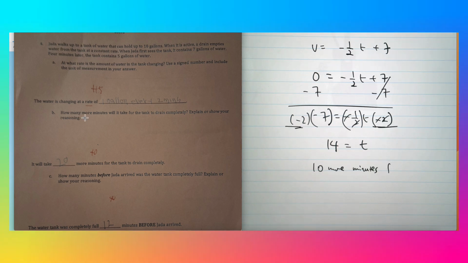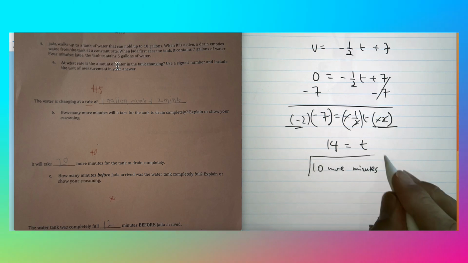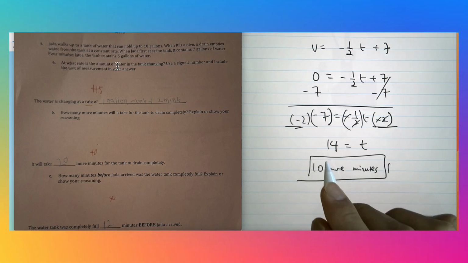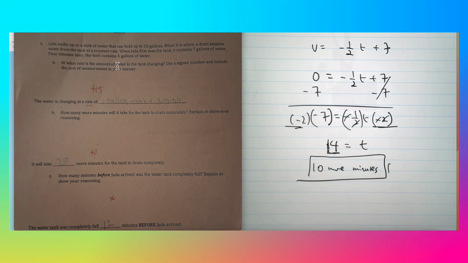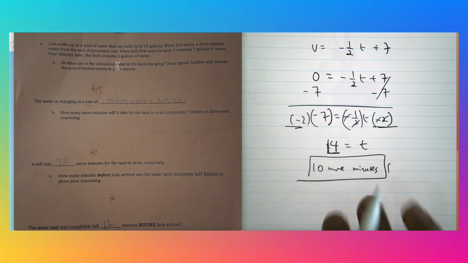If they say how many more minutes, instead of how many minutes, that means from that 4 minutes later. So we just have to go 10 more minutes. So subtract 4 from the total 14. This 14 was calculated from the very beginning. Okay, 10 more minutes.